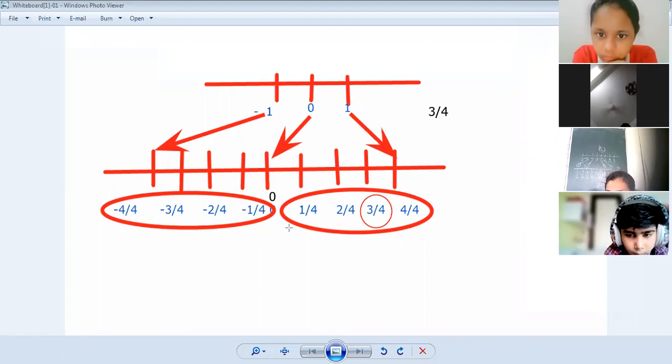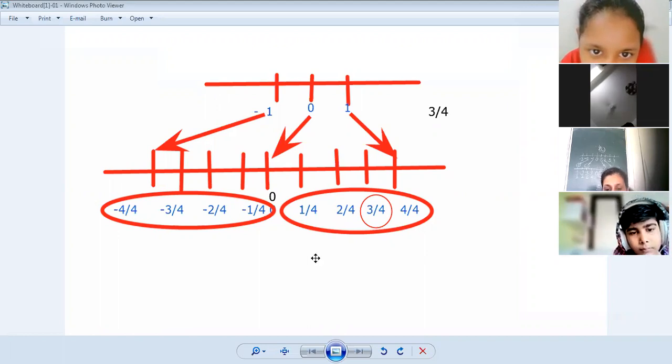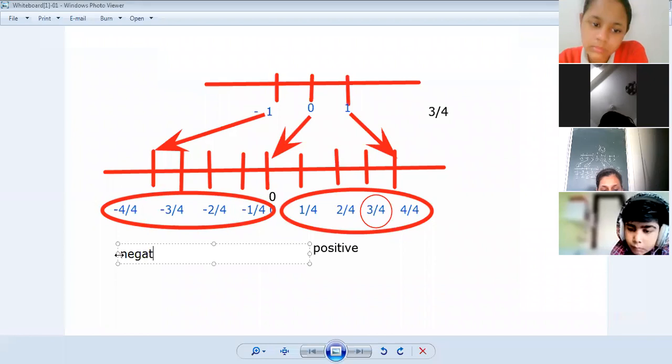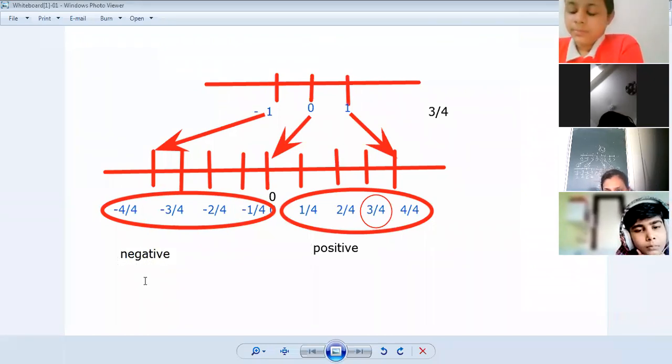On the right hand side of 0, all the positive rational numbers are there. These are all the positive rational numbers. And on the left hand side, there are all the negative rational numbers, as you did in integers also. Positive on the right hand side and negative on the left hand side. Clear now?